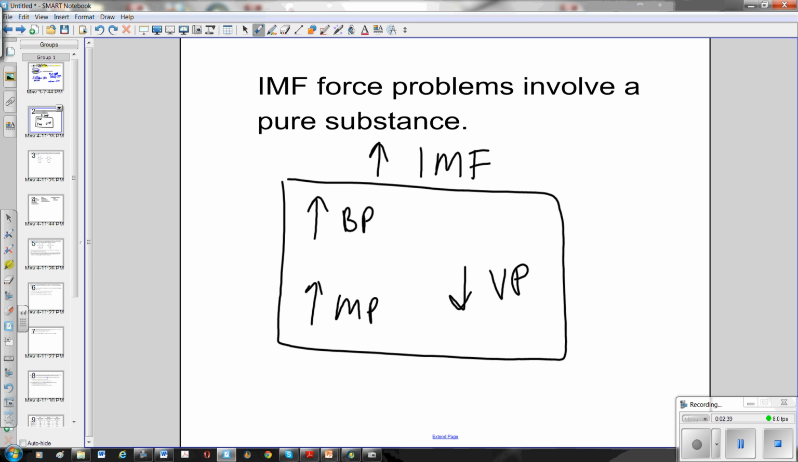Alright, intermolecular forces. You guys are asking questions about that. Remember, the key thing is that intermolecular forces involve a pure substance, so the word solution never appears. They're two separate topics. I'll do intermolecular forces first, then we'll talk about solutions. The key thing with intermolecular forces is how sticky the molecules are. There are different things that make them sticky, but how we tell in chemistry how sticky they are is by looking at their physical properties.